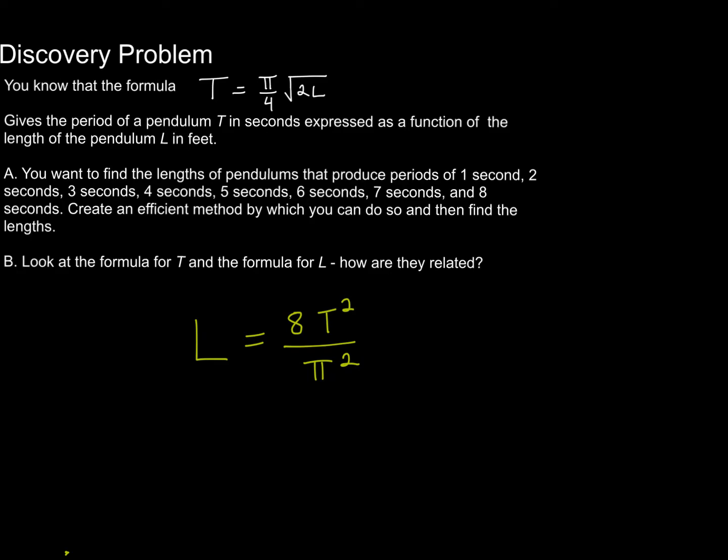So I want to allow you to go back to the discovery problem to refamiliarize yourself with the motivation behind the inverse function, and that we needed to create a function for L in terms of t to cut down on the amount of work we were going to do to find the lengths of pendulums given times for their period. And this is the process that we're going to continue doing regardless of the function we're working with when finding an inverse, right? Changing the role of the variables to create a new function.